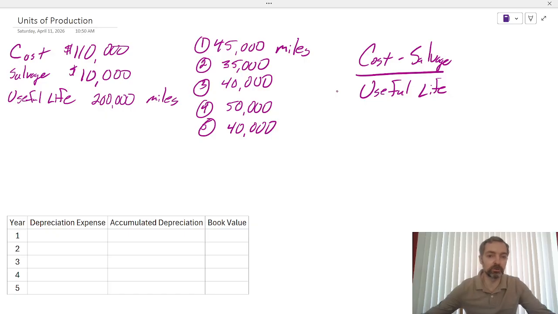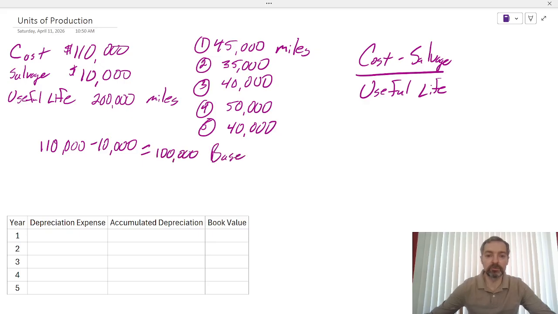So let's take a vehicle for an example. In this example, we're going to say this vehicle, we're estimating it will last us 200,000 miles. So we'll take the cost and we'll subtract the salvage value. That gives us a $100,000 depreciable base. And then we take that 100,000 and divide it by our estimated useful life, or 200,000 miles. And that gets us 50 cents per mile.